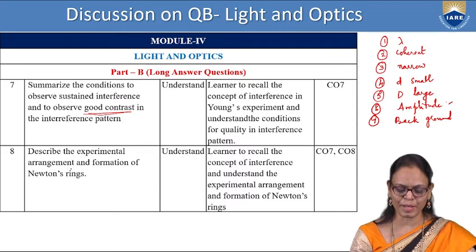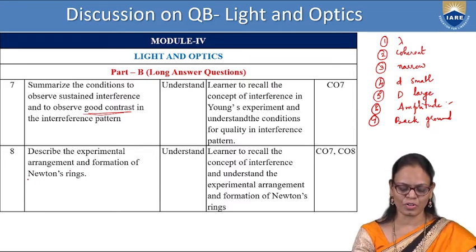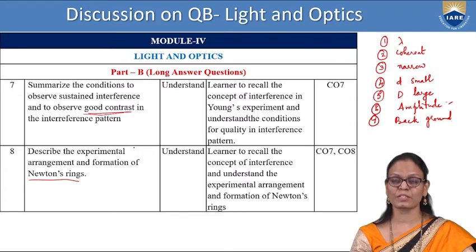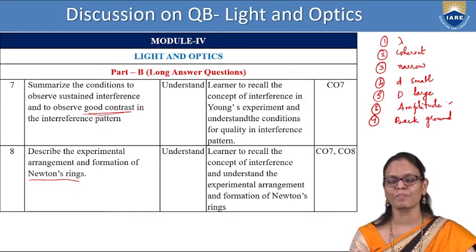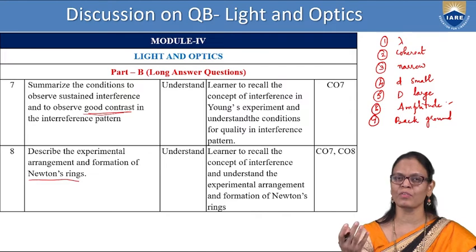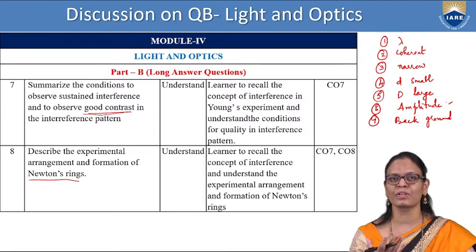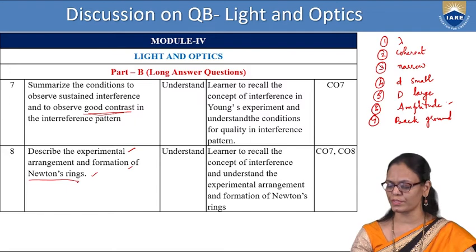Next, describe the experimental arrangement and the formation of Newton's rings. So you will have to explain the entire experimental setup, no? Starting from how you are taking the lens, the plano-convex lens, placing it on a glass plate, and how a wedge-shaped air film is formed. And when the air film is formed, how we are allowing the light to fall on it and viewing the reflected light with the help of a traveling microscope, and what we see is the Newton's rings. Everything you have to explain from the experimental setup and how Newton's rings are observed.